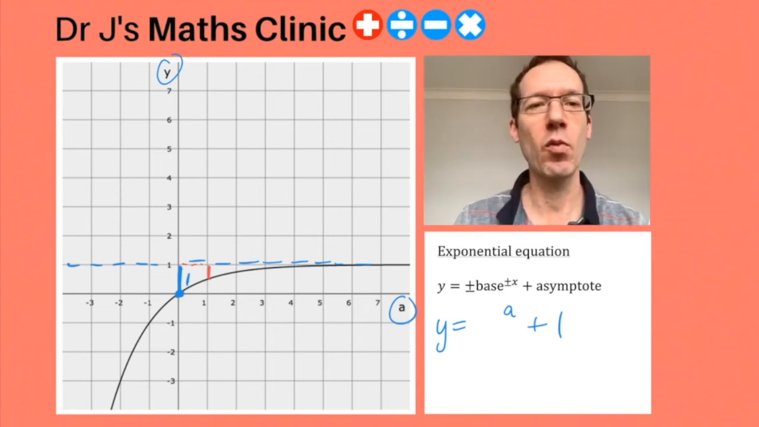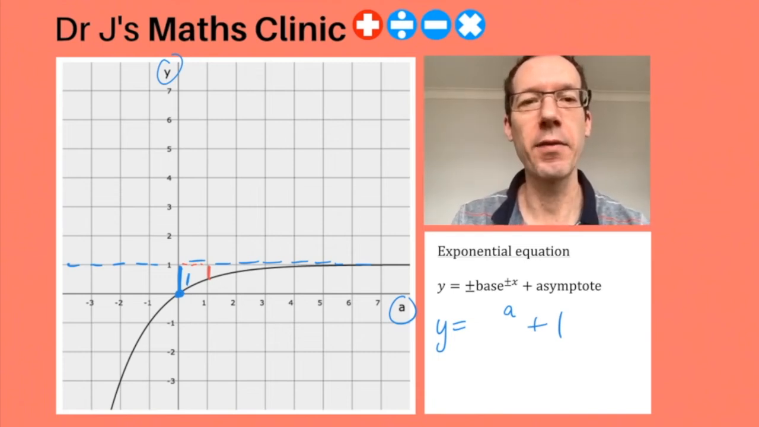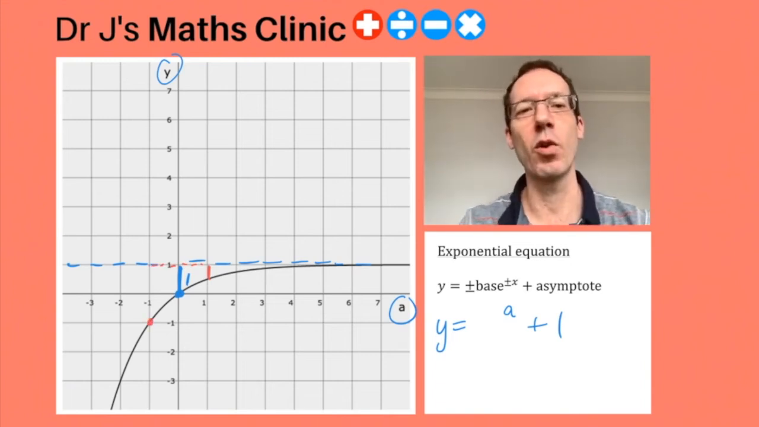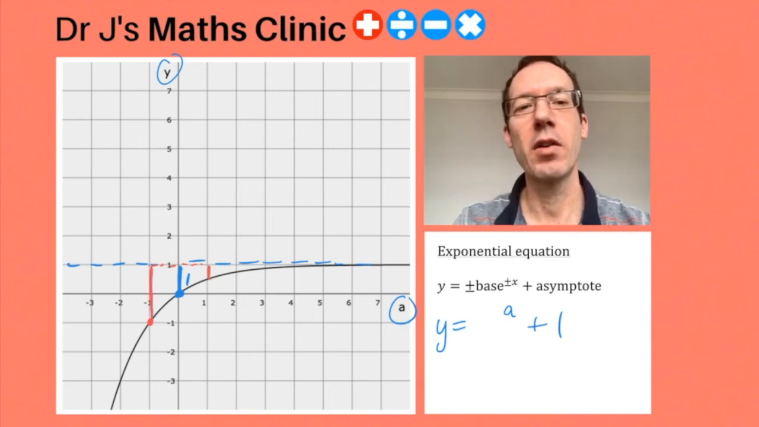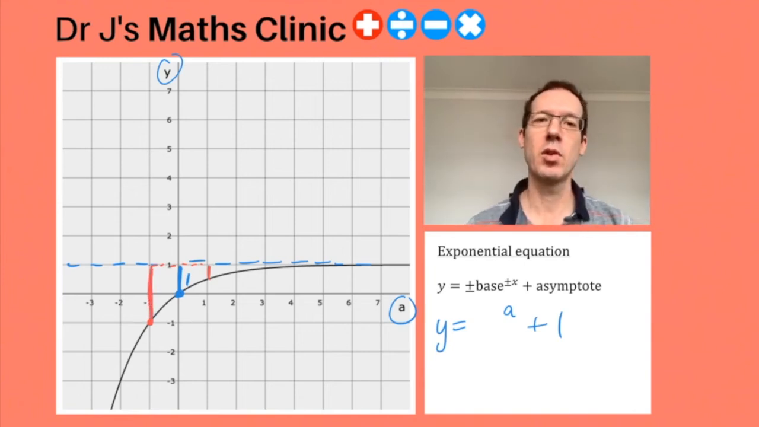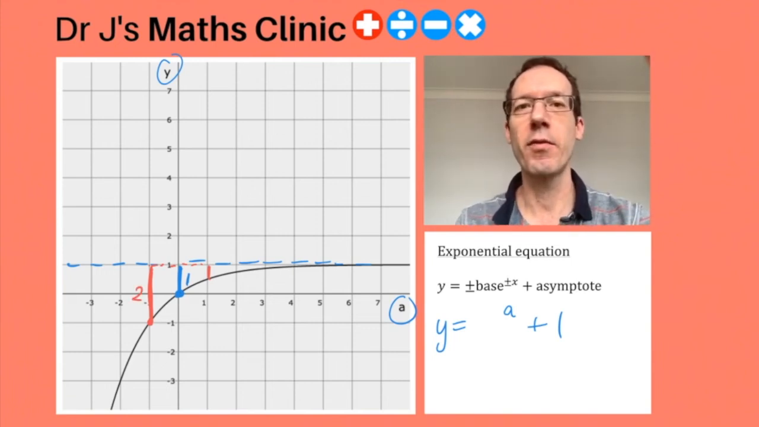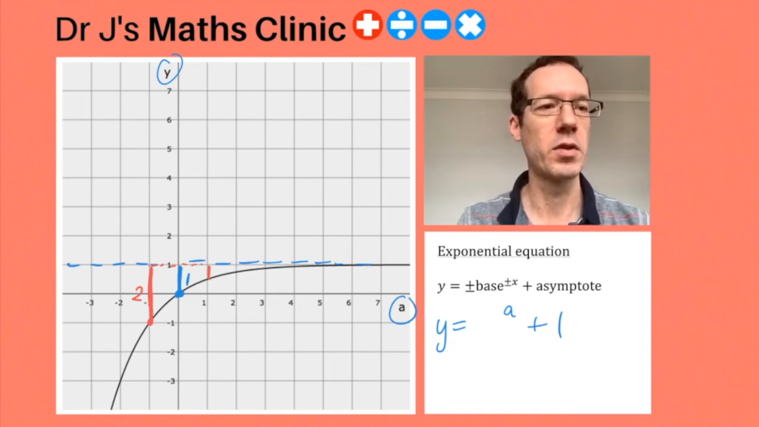So instead of moving 1 to the right, I'm going to move 1 to the left, 1 this way, which takes me down to this point. And I find that this is going to be easier to work with. I look at that gap to the asymptote, and that's a gap of 2. And that tells me, therefore, that I'm going to use a base of 2.